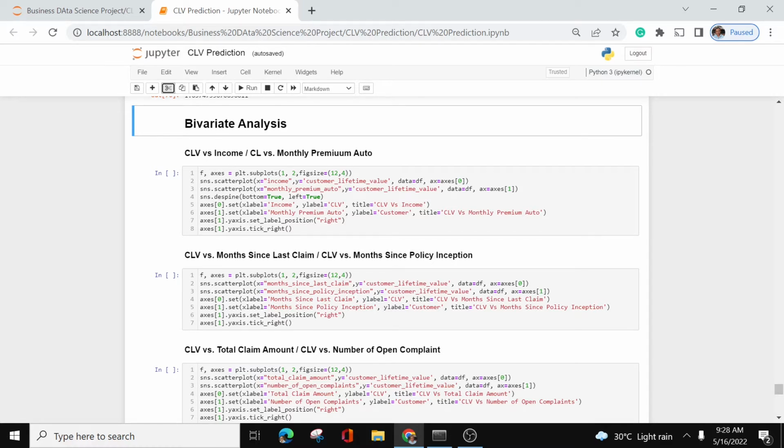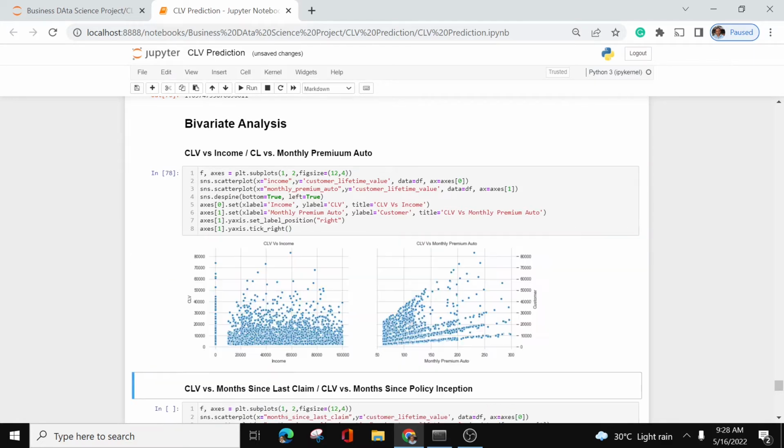Basically, what we do here is we have two scatter plots for these codes. First, we have income versus the customer lifetime value. Then we have the monthly premium auto versus the customer lifetime value. Let's execute this one and see the relationship. We have to always take note of whether it is a positive or negative linear relationship.